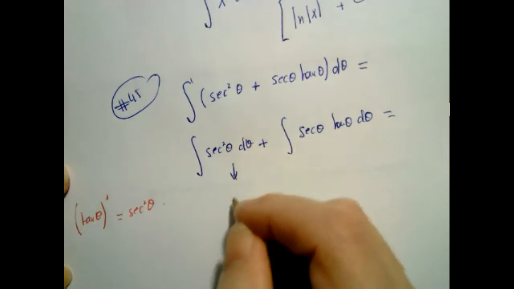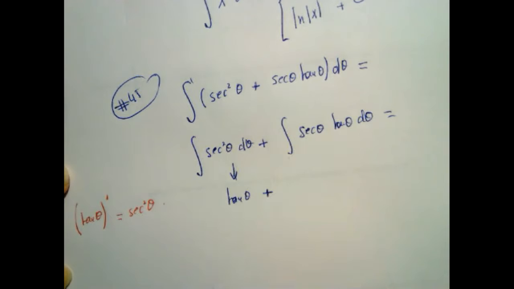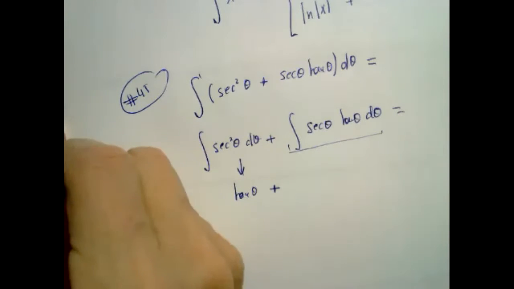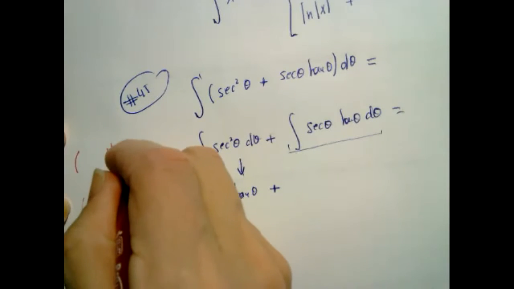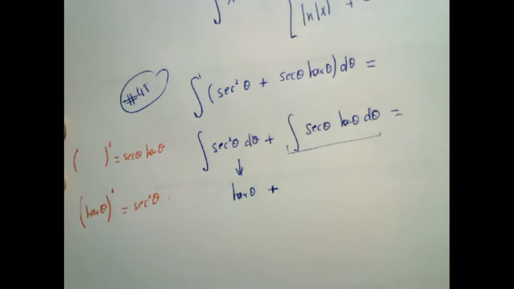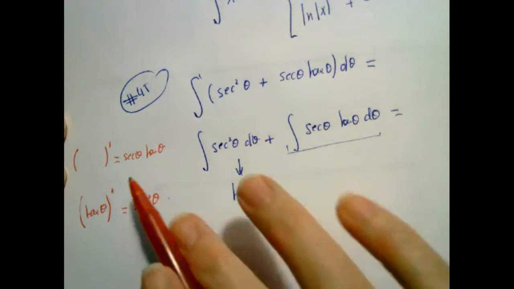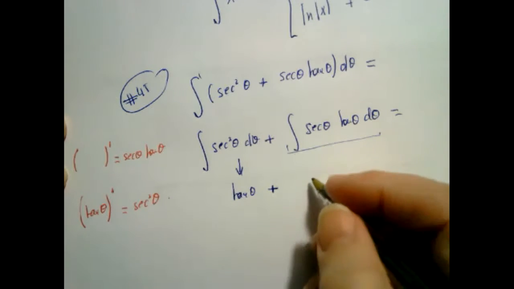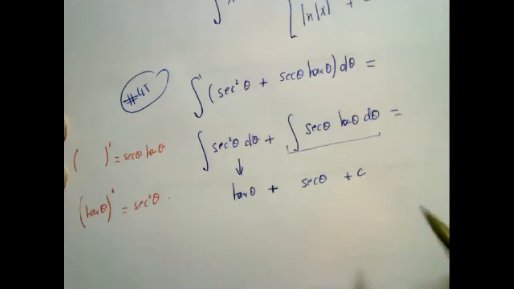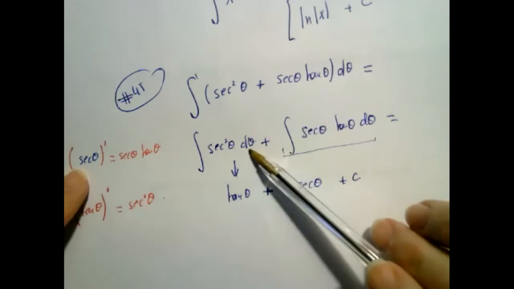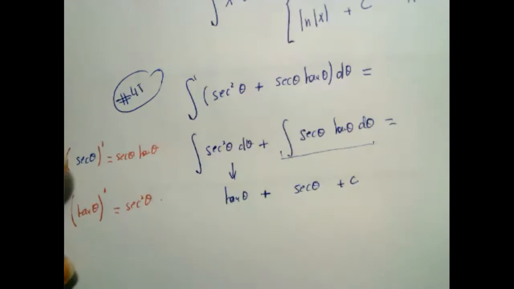So this one is nothing more than the tangent of theta, plus the antiderivative of secant tangent. Again, it's the same question: which function has for derivative secant tangent? It's a good problem because it reminds us of the derivatives of those functions. Anybody remember? That's the secant, plus c, because the derivative of secant is secant tangent. So the difficulty of this problem is really to remember that the derivative of tangent is secant squared and the derivative of secant is secant tangent.